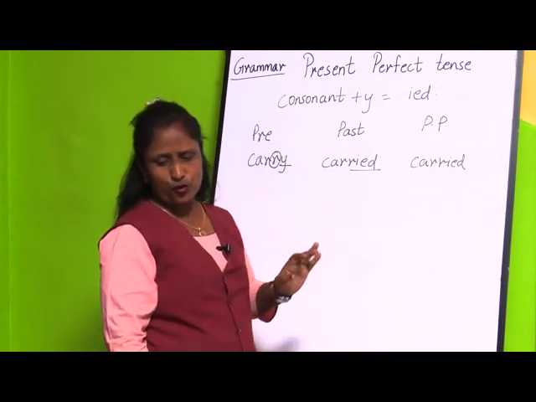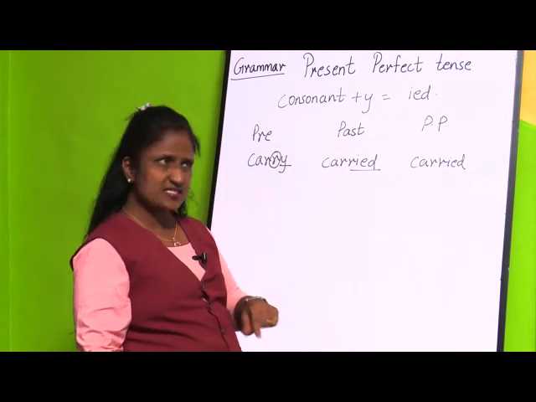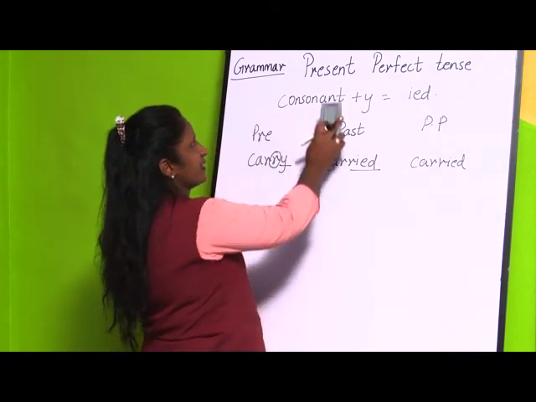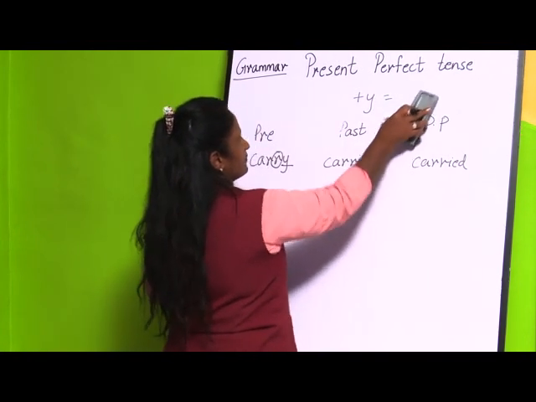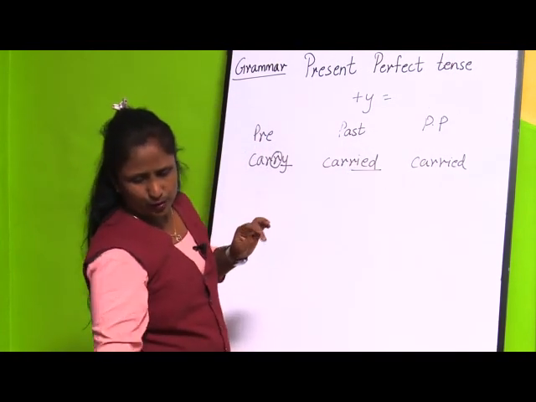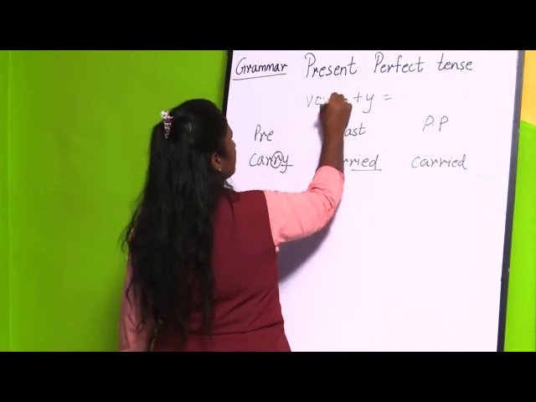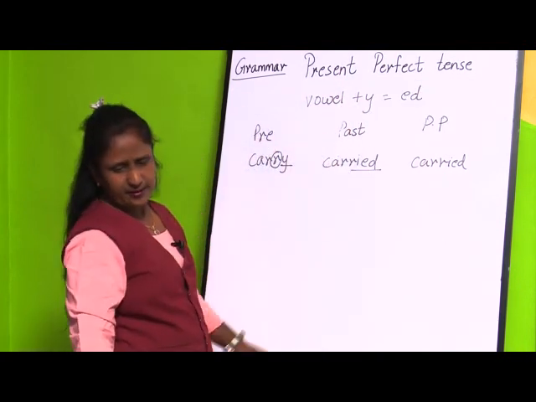What is the fourth rule? When the word ends with vowel plus y. Here we have seen consonant plus y. Now if the word is ending with vowel plus y, what are you going to do here? Here you are going to add ed.